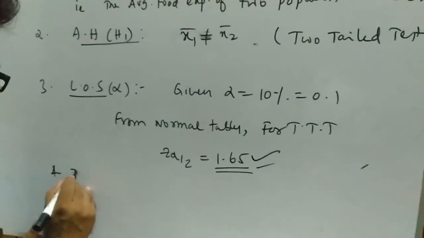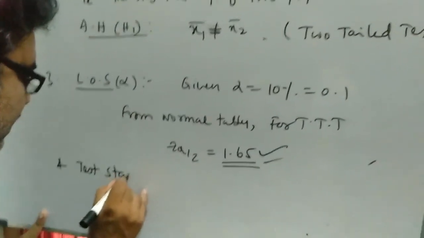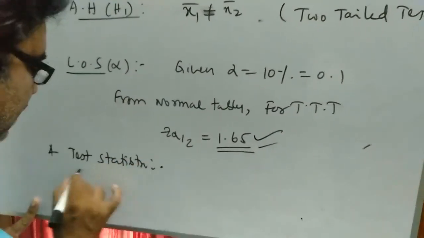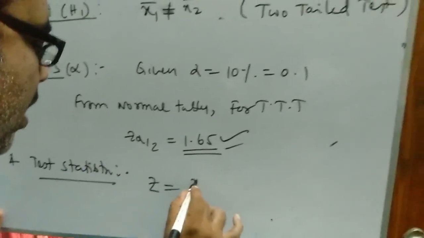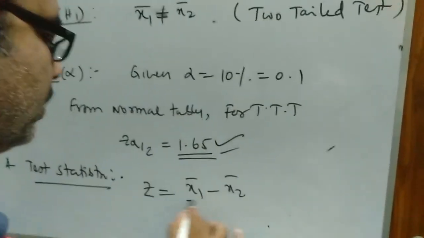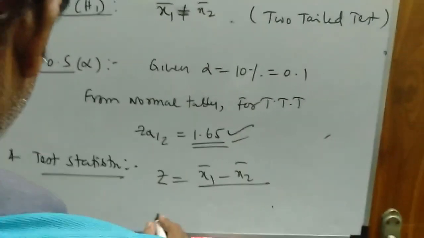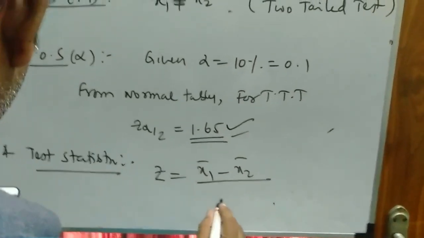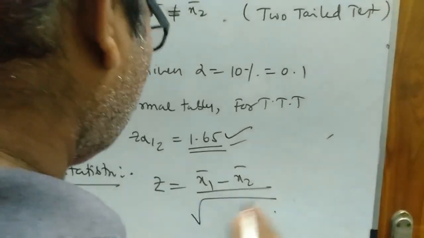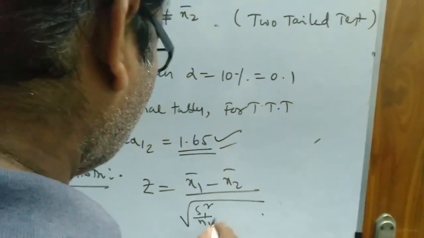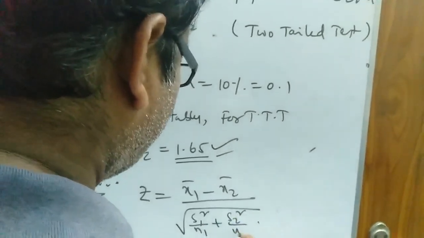Now in the fourth step, you find the test statistic, that is the z value. So as per the formula, z is equal to x1 bar minus x2 bar by square root of s1 square by n1 plus s2 square by n2.